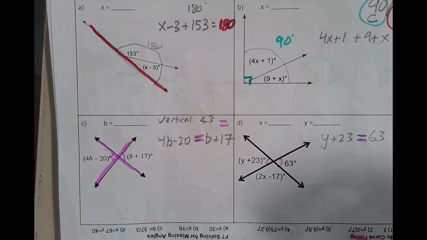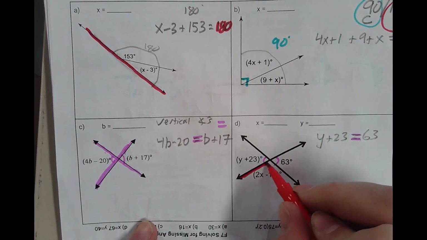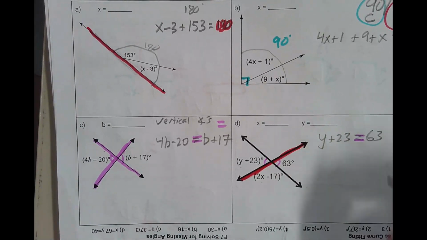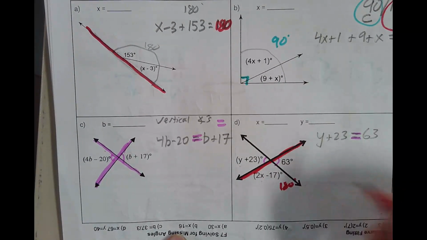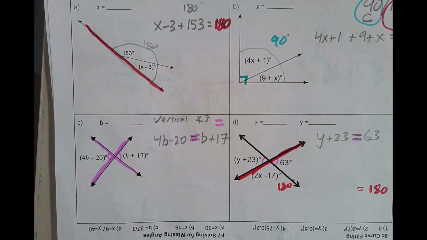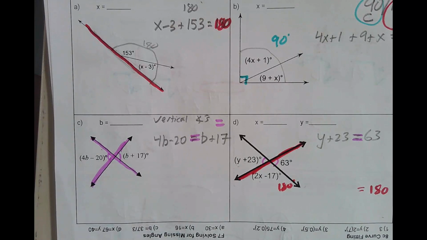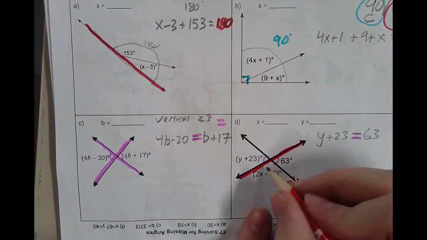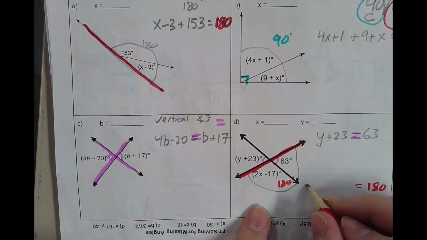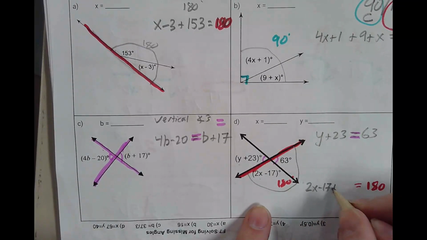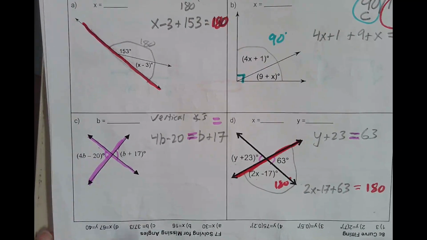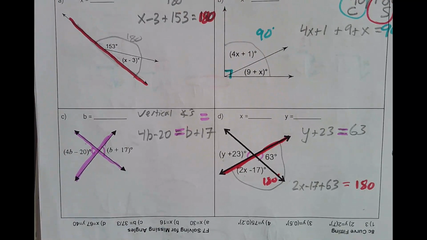And the second way to solve this one would be to see the straight line. And the straight line, we know that they add up to 180 degrees. So our second equation we would need to solve here would be the one where we have 180 degrees. So this angle plus this angle equals 180 degrees, straight line. So 2x minus 17 plus this angle, which says 63 degrees, would create a straight line. And we can go ahead and solve them.